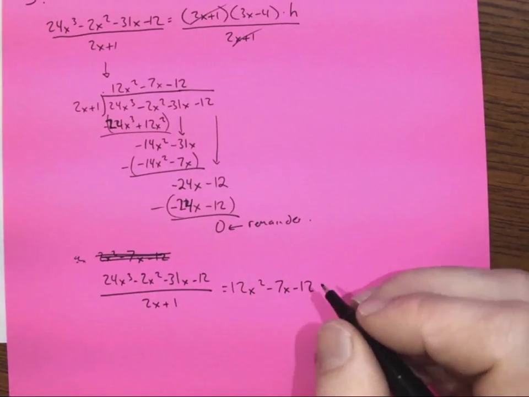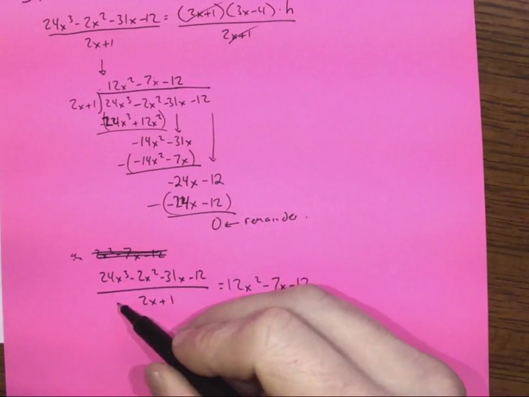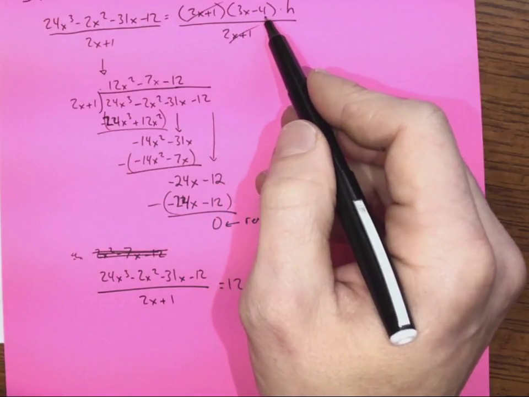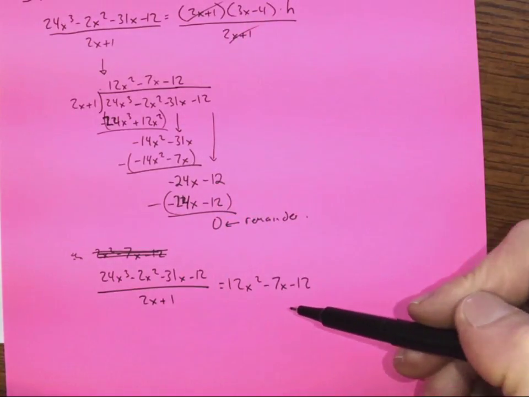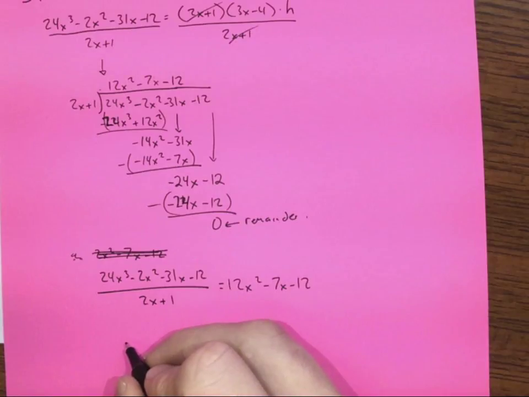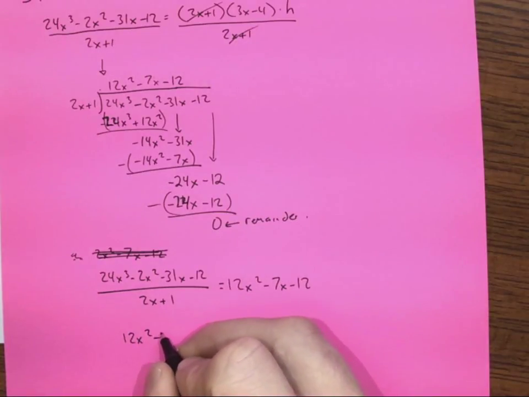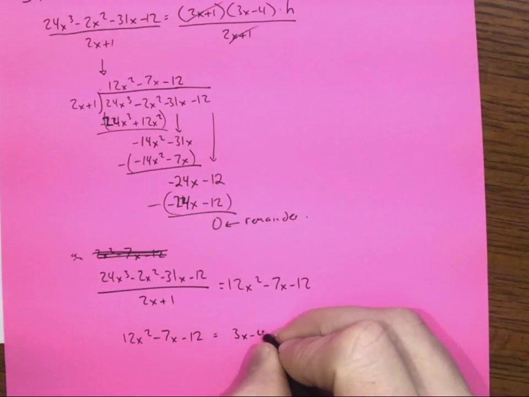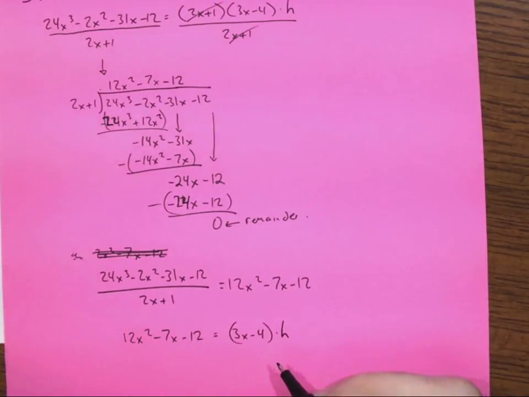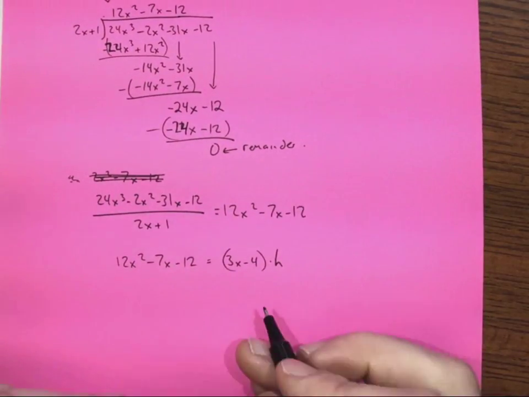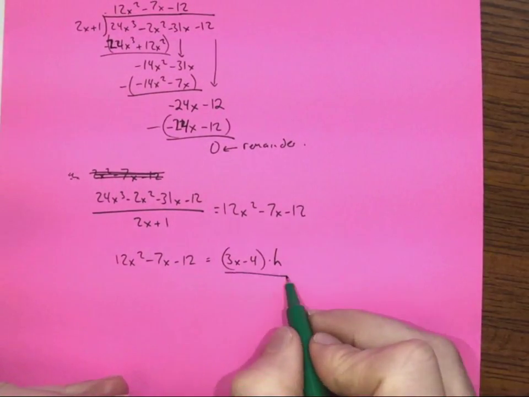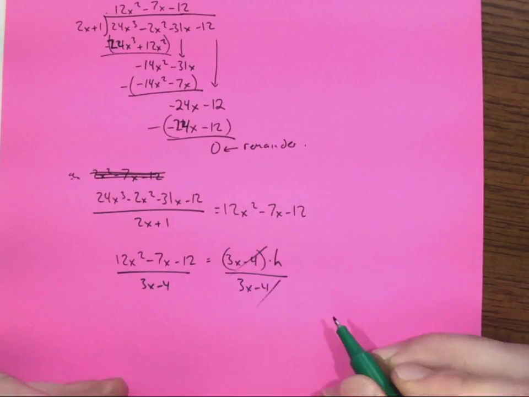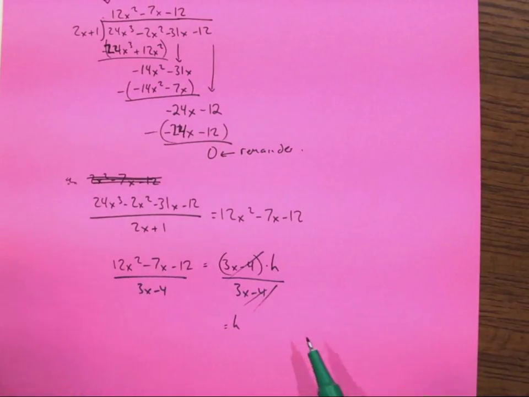Now, we already said that this was also equal to 3x minus 4 times h. So this then must all be equal to it: 12x squared minus 7x minus 12 has to be equal to 3x minus 4 times h. So I still have to isolate h, so now I'm going to divide both sides by 3x minus 4. And that's going to solve for h.